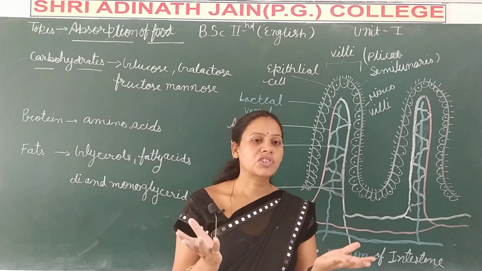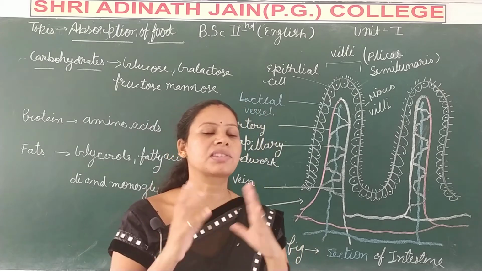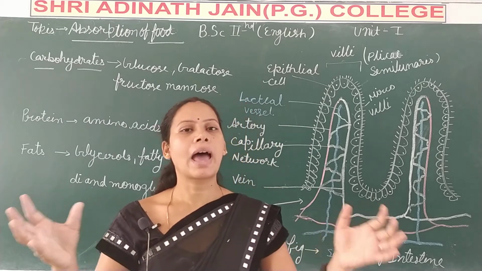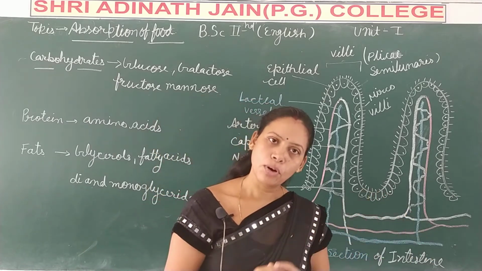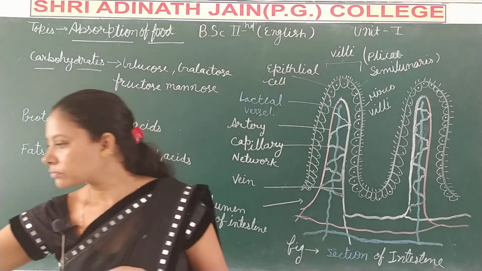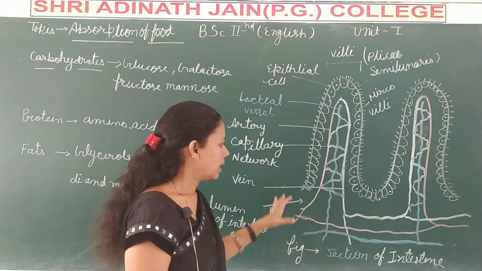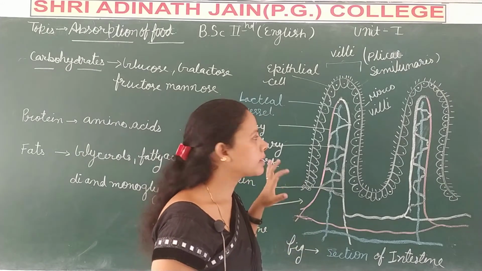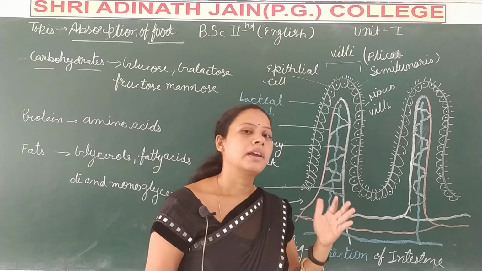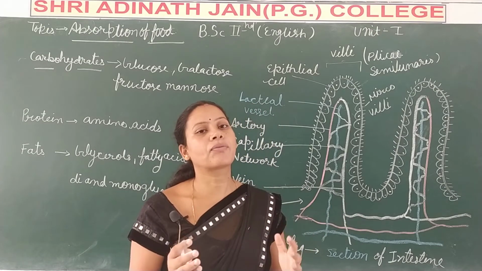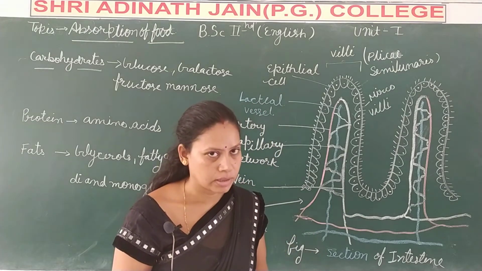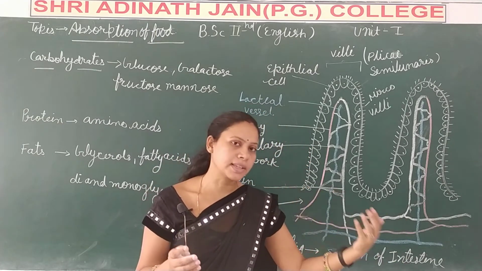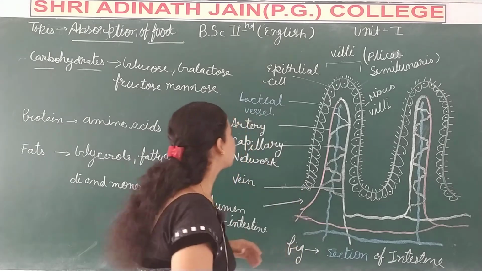So which type of surface and which type of structures are present in the small intestine that help in the absorption of food? Okay, let's do that. This is a section of the inner area of the intestine. In this diagram, some folding structures are present in the lumen of the intestine.